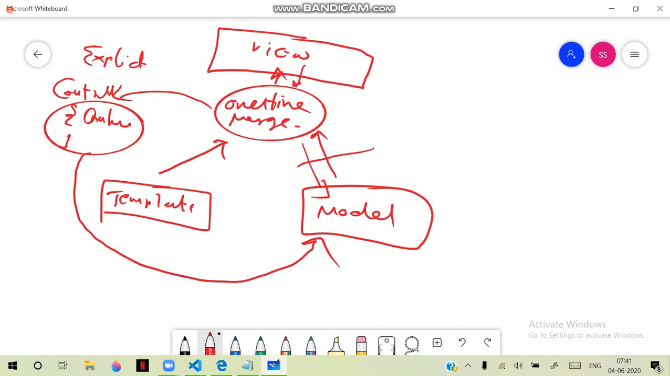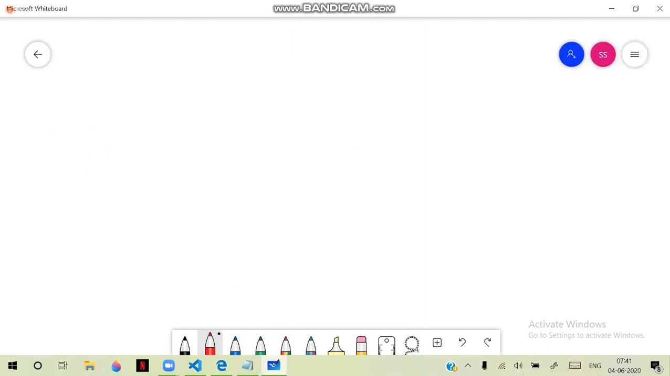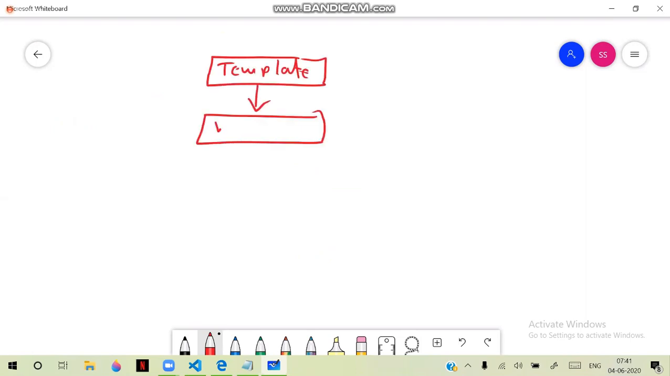Now, Angular supports the two-way binding technique. In two-way binding, we have a template and we have a view. The template comprises view-related presentation and everything. And we have the model.